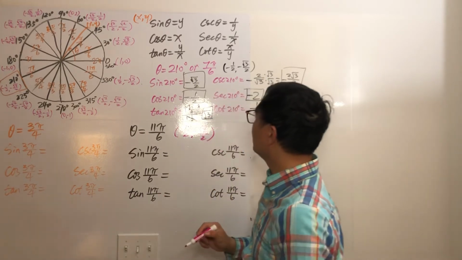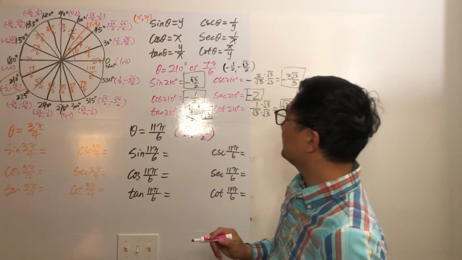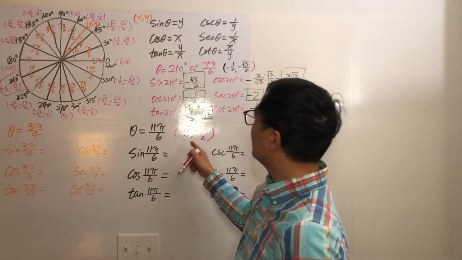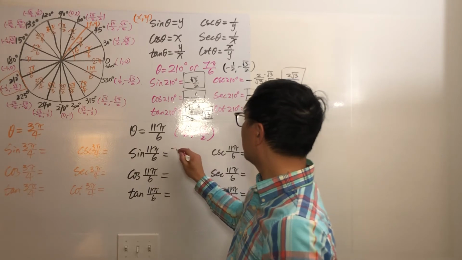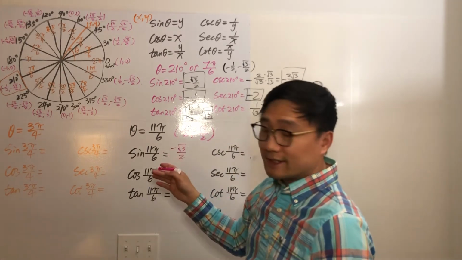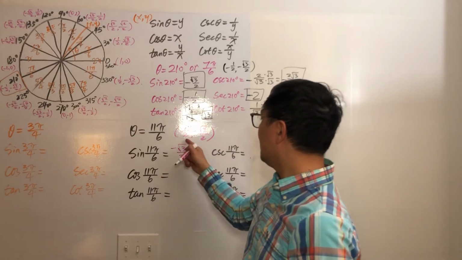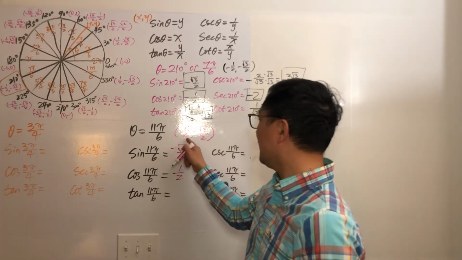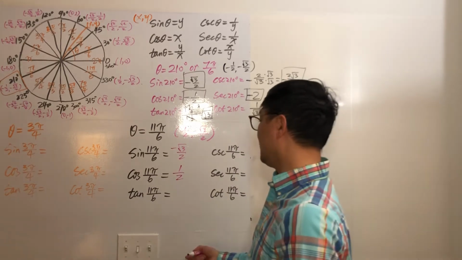Now, what is sine of 11 pi over 6? Sine is the y coordinate. So sine is negative radical 3 over 2. Done. That is sine. So what's cosine? Cosine is x, and x is 1/2. Done. So what is tangent?